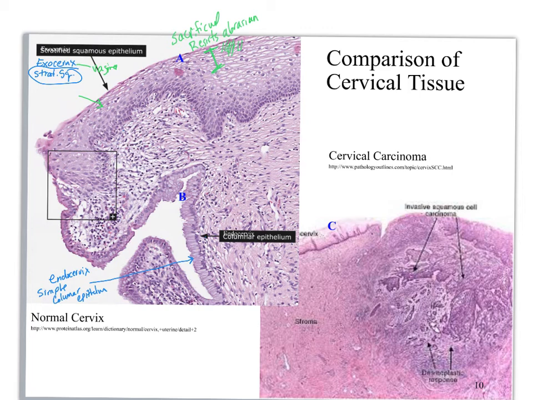Now, the endocervix, if you look at a picture of the cervix from the side, it's going to be something like this.